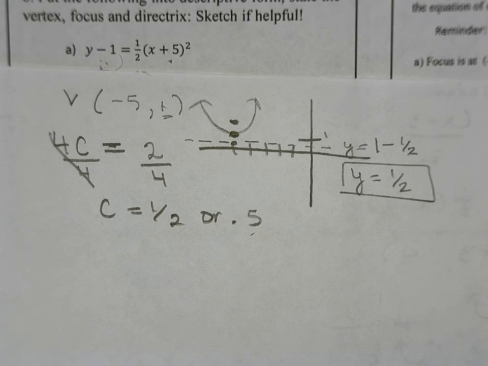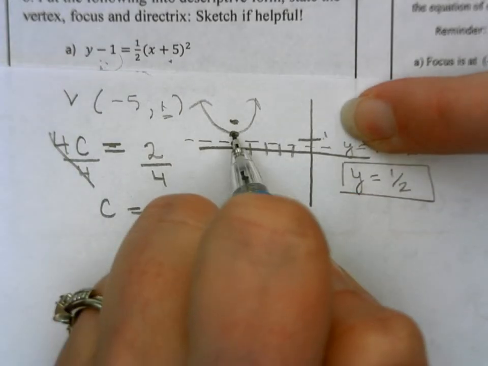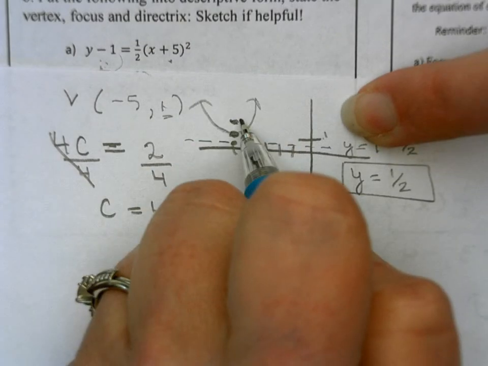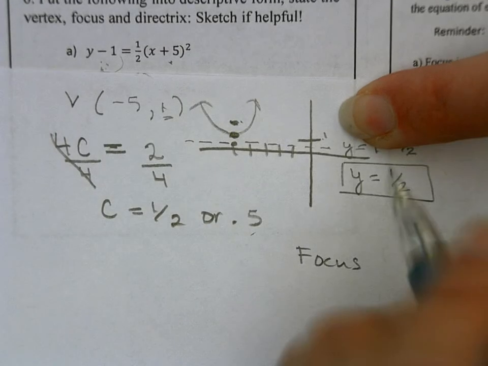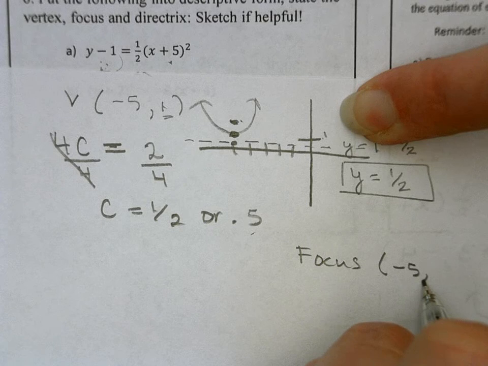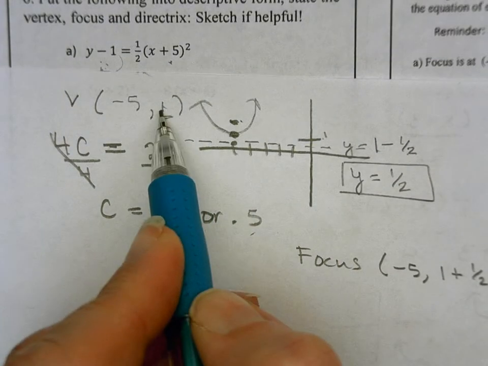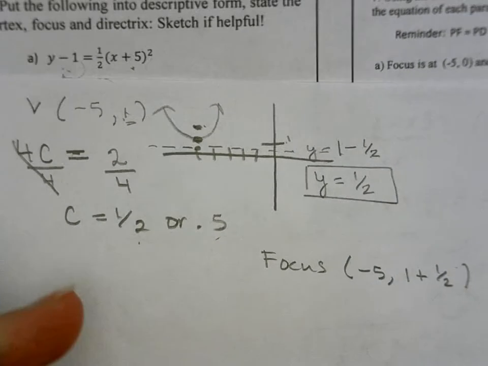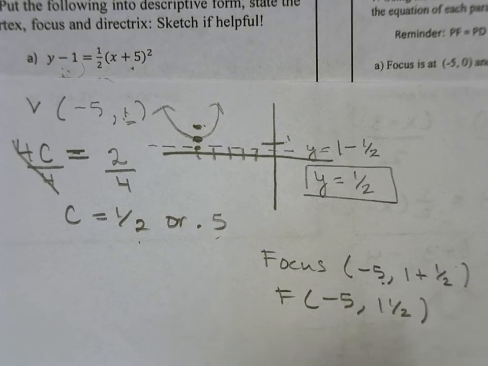For my focus, I'm at 1 again, right? Still at 1. And I go up 1/2. So for the focus, let me do that down here. I'm still at -5, right? On the x-axis, I'm still at -5. But then my y value, I started at 1, and then I went up, so adding 1/2. So I started at 1, and I went up 1/2. So then my focus would be -5, and then 1 and 1/2. Or 1.5, all the same, right?